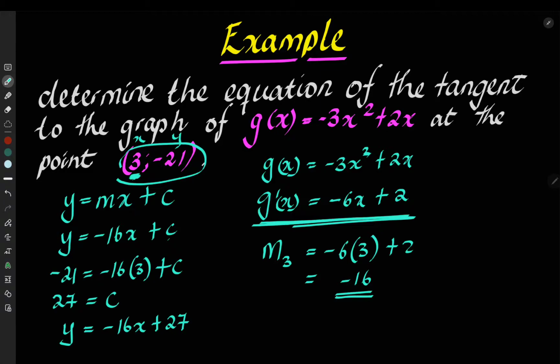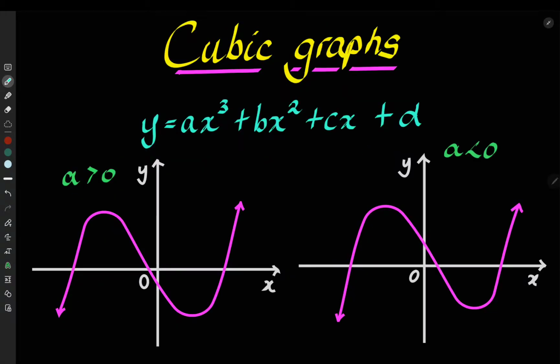Now, moving on to cubic graphs. A cubic graph, these are graphs that have got 3 as the highest power of x. Every time I've got a highest power of x as a 3, what results is a cubic graph. So if you have got a cubic graph, y is equal to ax cubed plus bx squared plus cx plus d, where a, b, c, and d are positive or negative constants, then what you have if a is greater than 0.